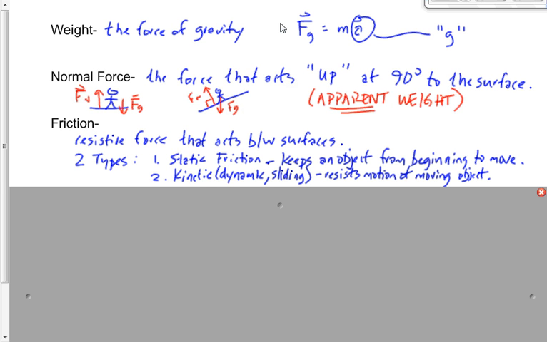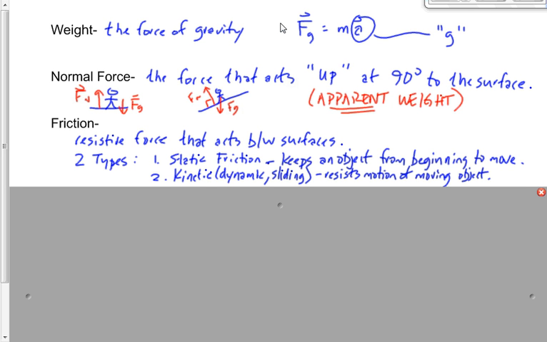So if Leah's desk is at rest, and I give it a push, static friction tries to keep her desk at rest. But if I overcome static friction and it begins to move, and I push it hard enough that it slides across the room, kinetic or dynamic or sliding friction will cause it to slow down and stop. It resists the motion of a moving object, of her moving desk.